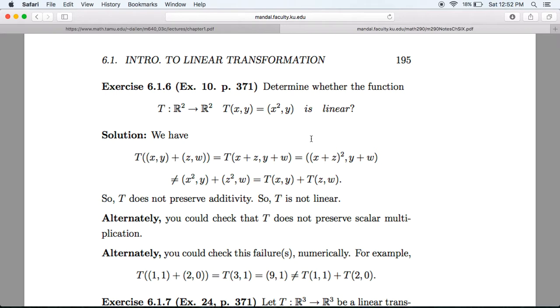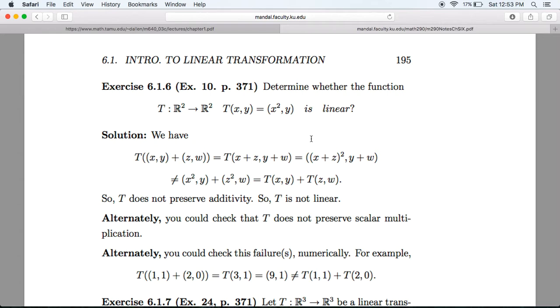Geometrically speaking, a linear transformation takes lines to lines. It might scale them or rotate them, but lines won't become circles or nonlinear curves. Lines will always go to lines.